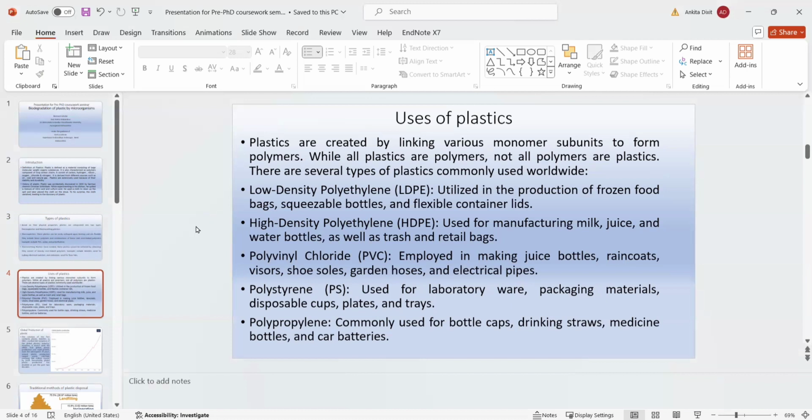Then high density polyethylene, which is also called HDPE plastic. It is used for milk, juice, and water bottles, as well as trash and retail bags. Polyvinyl chloride, also called PVC, is employed in making juice bottles, raincoats, visors, shoe soles, garden hoses, and electrical pipes. Polystyrene is used in laboratory ware, packaging material, disposable cups, plates, and trays. Polypropylene is commonly used for bottle caps, drinking straws, medicine bottles, and car batteries.